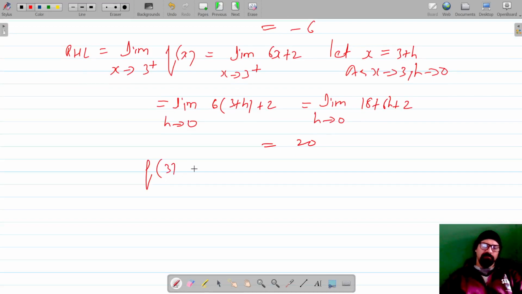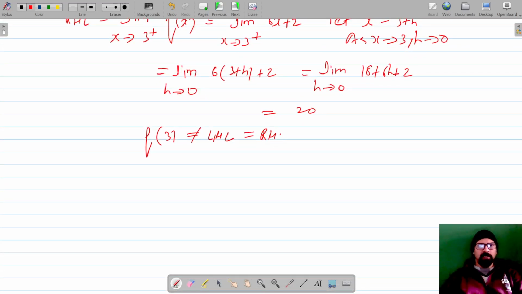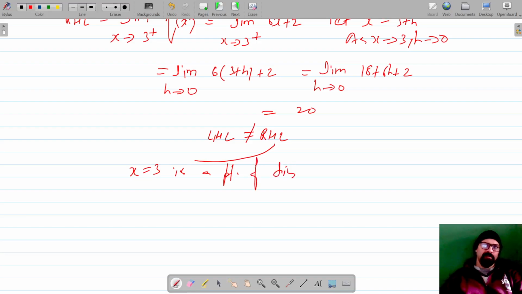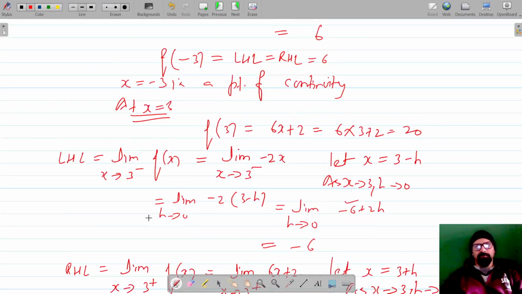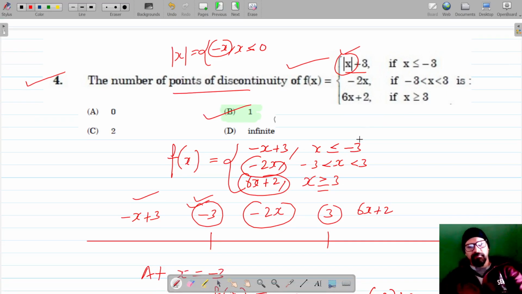Now the value of the function at 3 is not equal to the left-hand limit, and the left-hand limit is not equal to the right-hand limit. So the value of the function is equal to the right-hand limit, but the left-hand limit is not equal to the right-hand limit. So x equal to 3 is a point of discontinuity. It's asked in the question how many points of discontinuity there are. So there is one point, that is x equal to 3. So the function is discontinuous at x equal to 3. Moving on to question number 5.